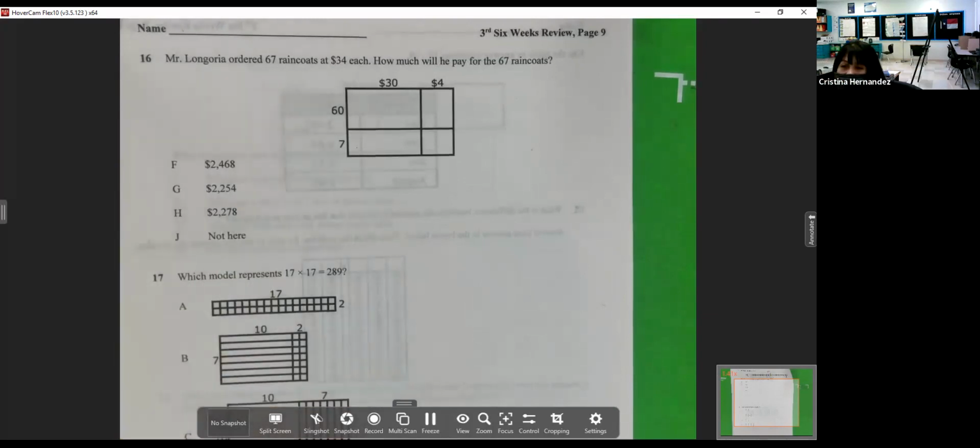I sent you your 6 weeks test with the hopes that it will motivate some of y'all to do better. Some of you already did well the last 6 weeks, but we want to show growth. We want to show that you learned something this 6 weeks, that you didn't go backwards, that you didn't forget how to multiply 4 times 4 or add. So don't get discouraged. Some of y'all like that motivation.